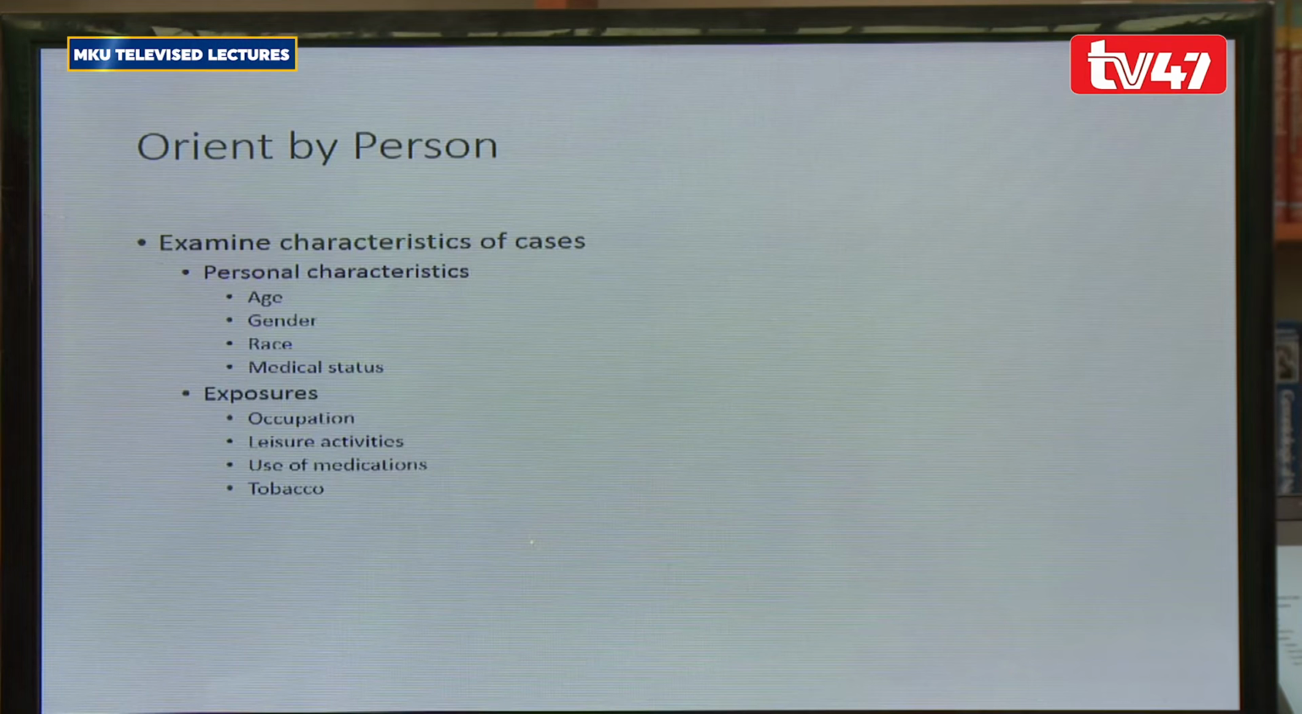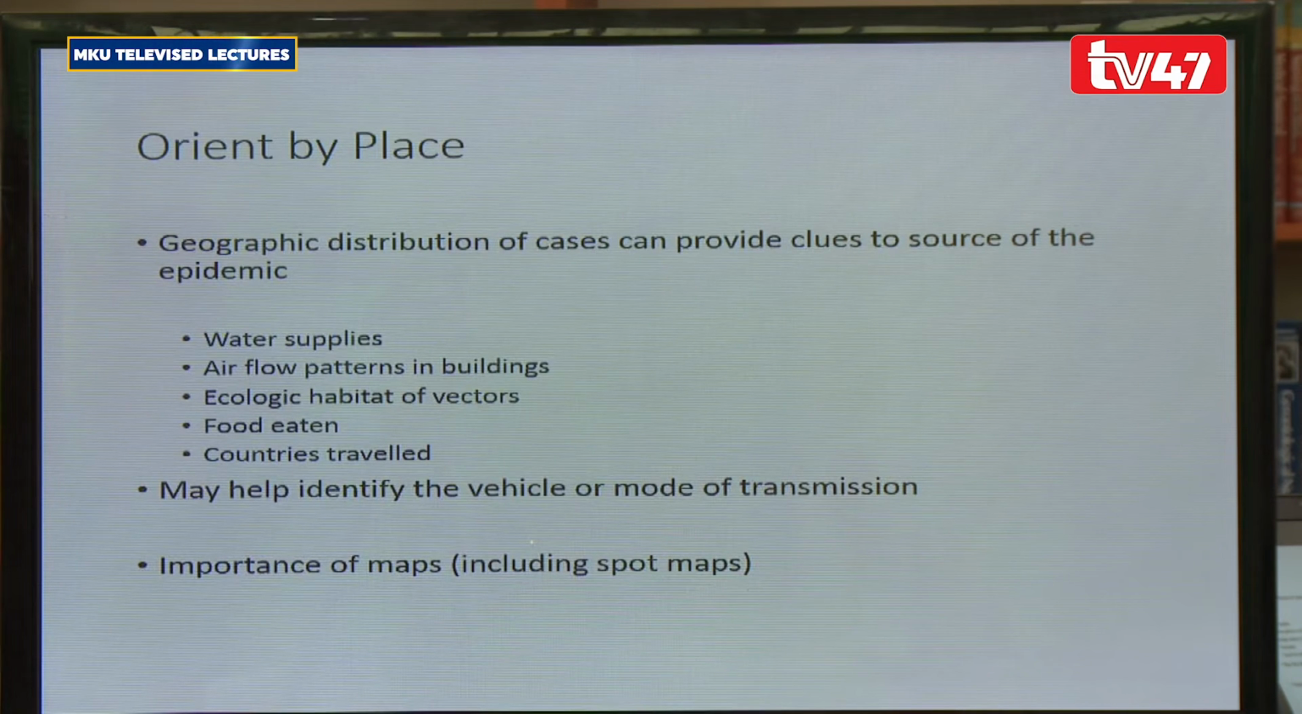If you start by person, you describe the personal characteristics: the age, the gender, the race, etc. Exposure: does he smoke, is he on medication, leisure activities, occupation, etc. For place, where did it occur, the geographical distribution, is it near a water supply? Is it because of a food that was eaten? Or did this person travel to a country that is known to have that disease? Describing the place may help in identifying the vehicle or the mode of transmission of a particular disease.